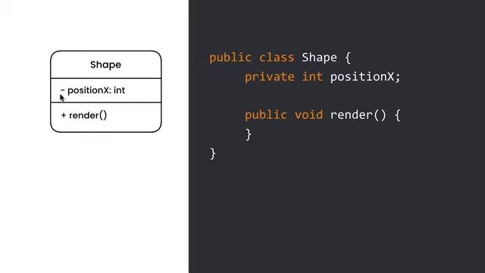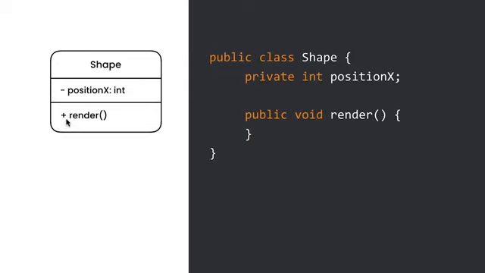Now this minus sign means this field is declared as private. You can see that over here. And obviously the plus sign means this is declared as public. Now in this course, we're assuming that all of our fields are private and all of our methods are public. So in the future diagrams, I'm not going to display the minus and plus signs to keep things simple. So this is how we can represent a class in UML.